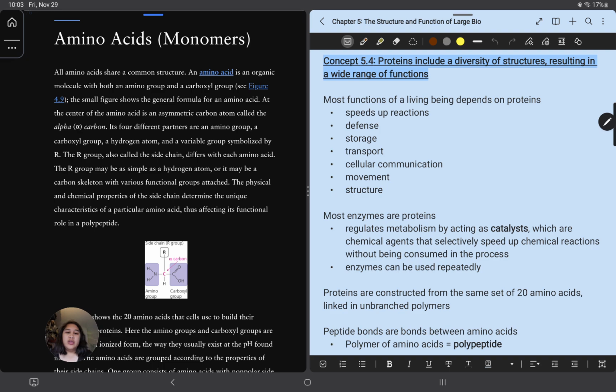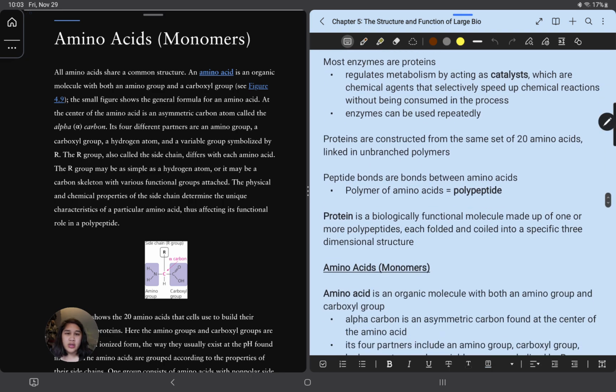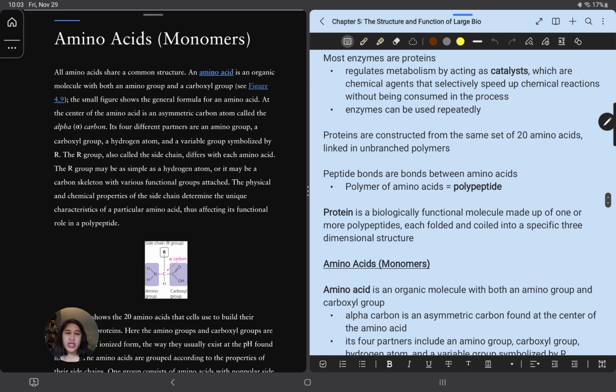Okay, so for my notes, I wrote: most functions of a living being depend on proteins, speeds up reactions, defense, storage, transport, cellular communication, movement, structure. Most enzymes are proteins. Regulates metabolism by acting as catalysts, which are chemical agents that selectively speed up chemical reactions without being consumed in the process, and enzymes can be used repeatedly.